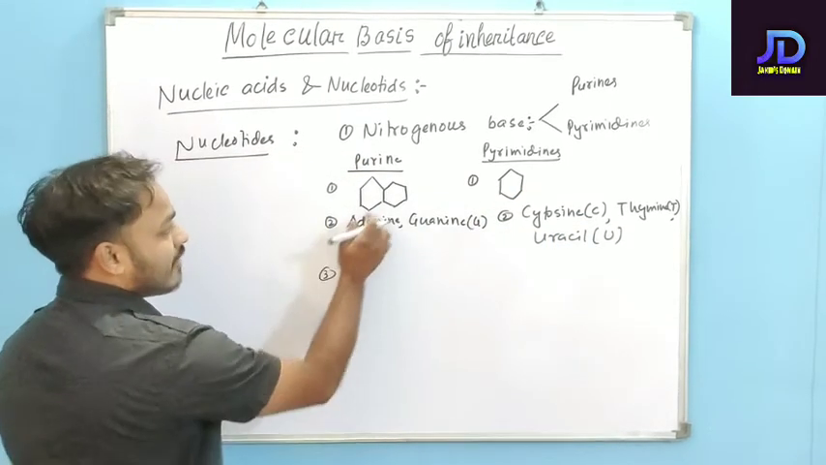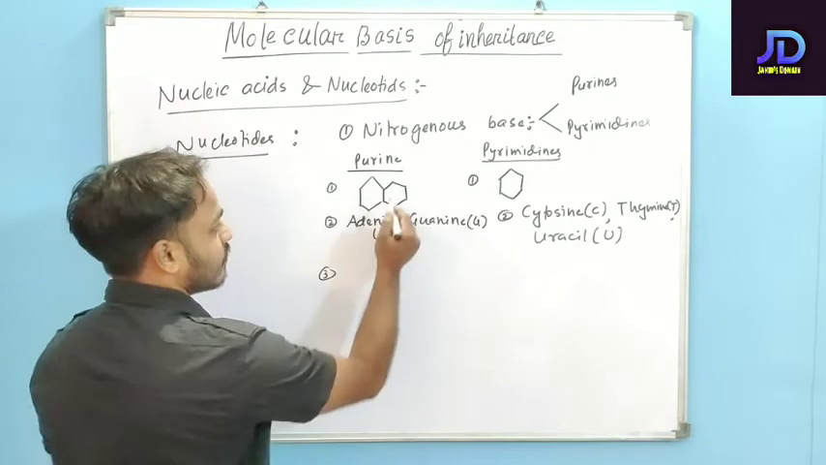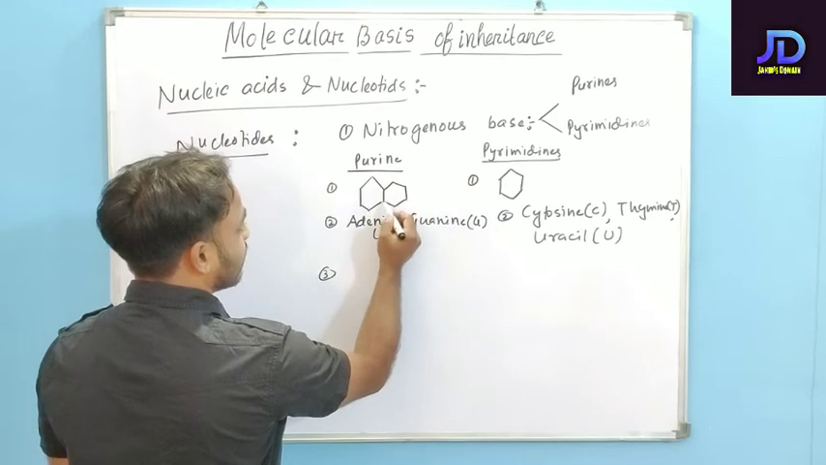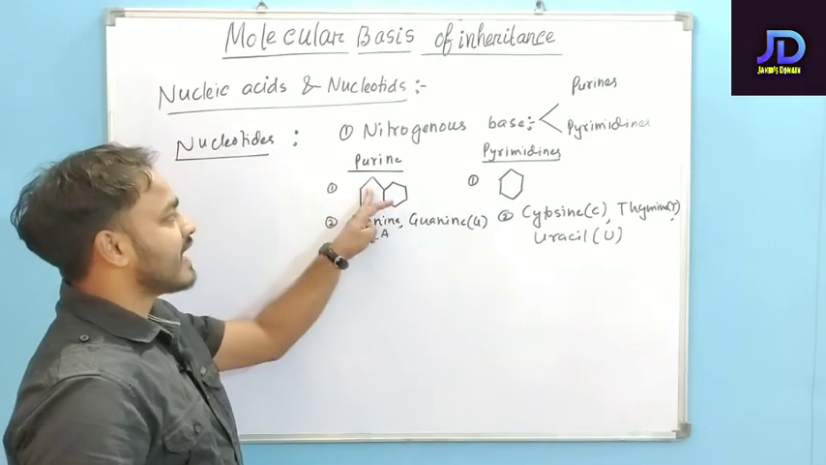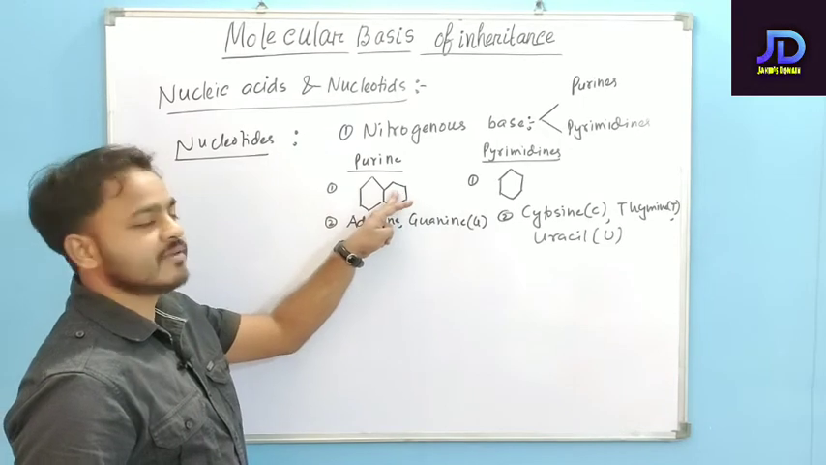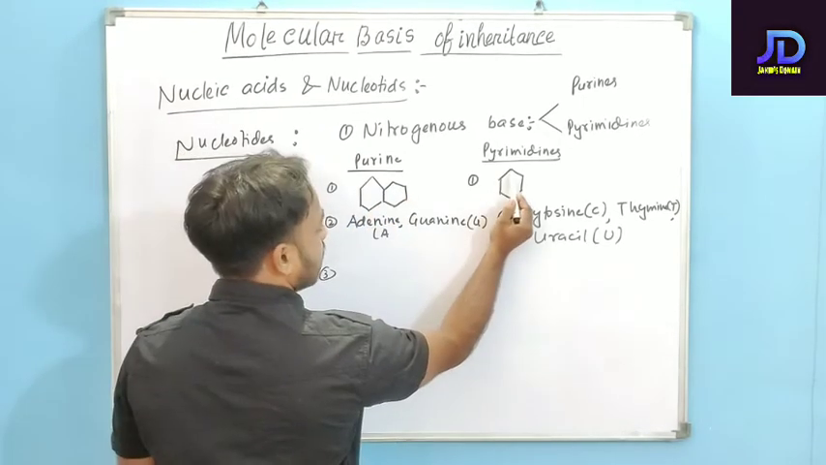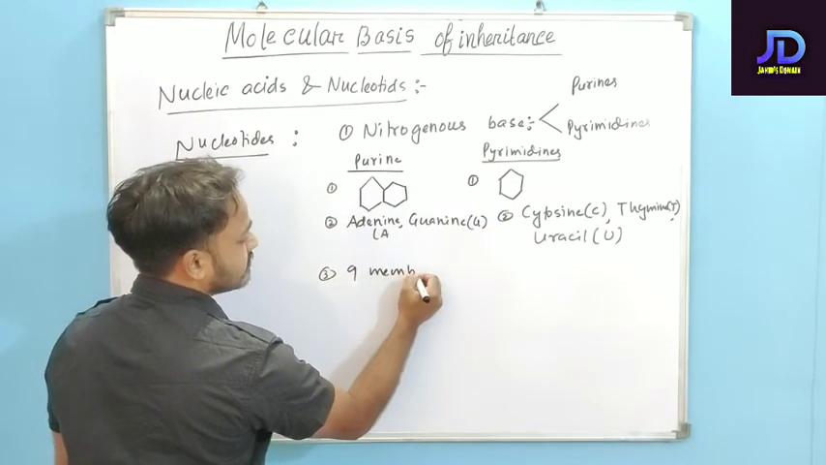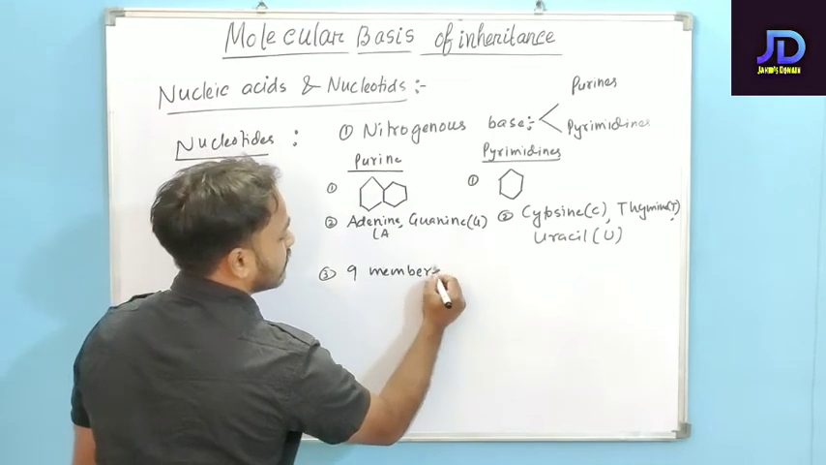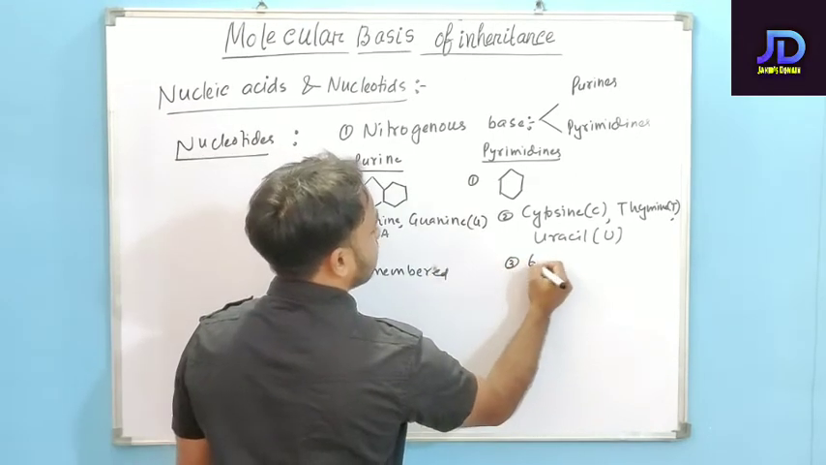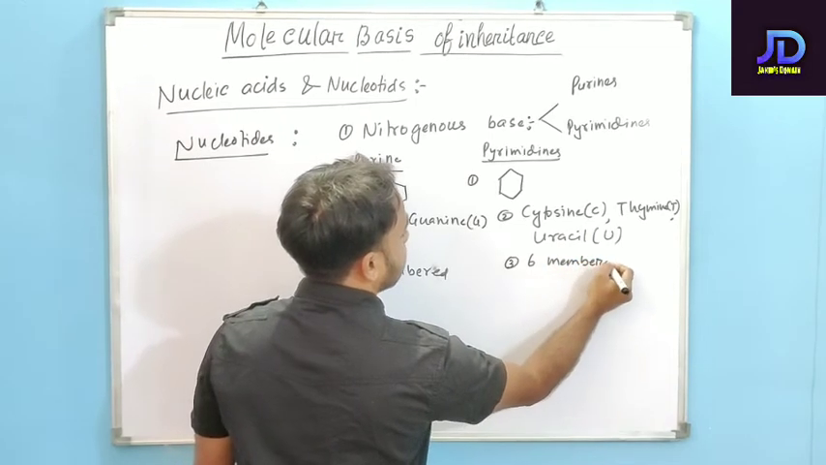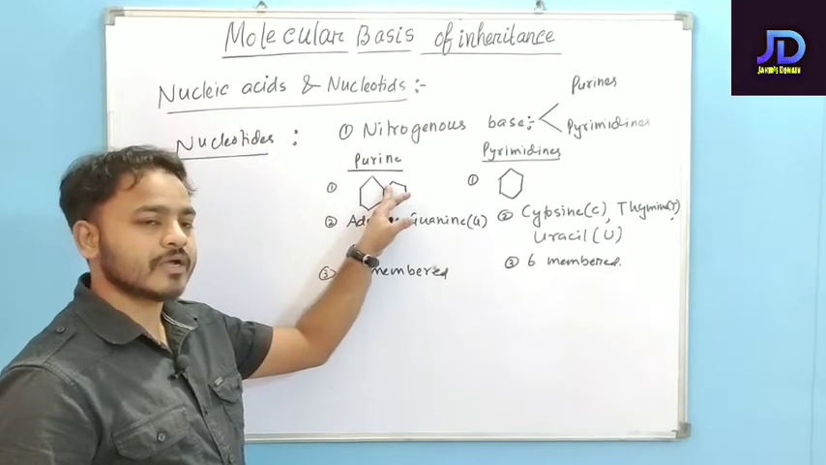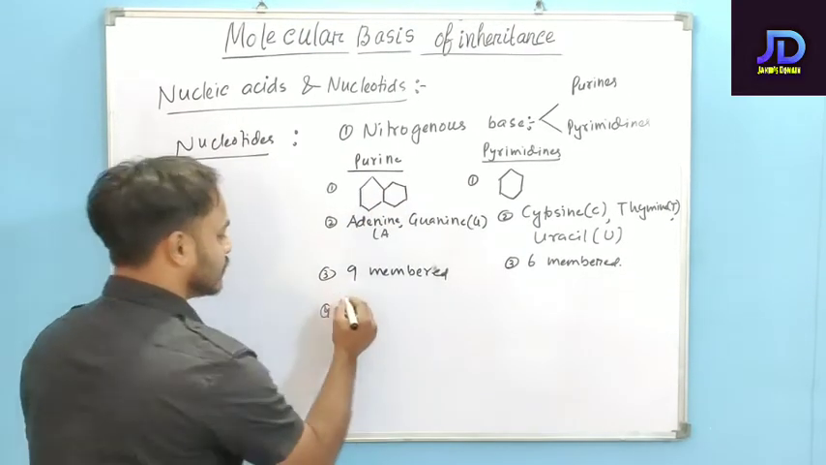Now see how many members can be present here. 1, 2, 3, 4, 5, 6, 1, 2, 3, 4, 5, 6, 7, 8, 9. That means 9 members can be found at the 9 position. Here only 6 positions. 1, 2, 3, 4, 5, 6. Here 9 members can join here. I will simply write 9 membered. Here it will be 6 membered. Right? Now in case of purines, the nitrogenous base can be found at position.